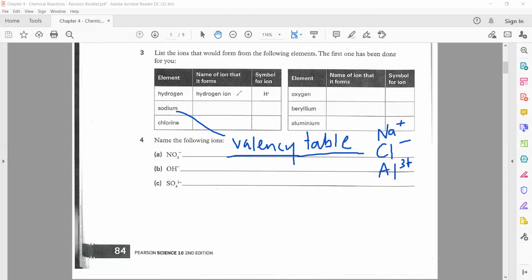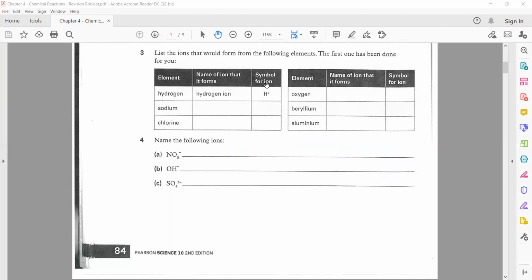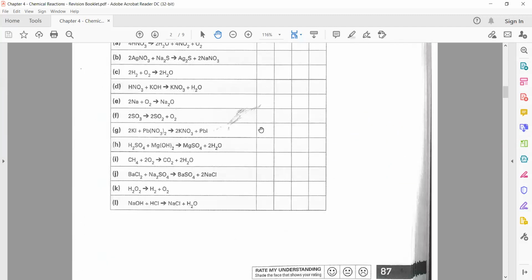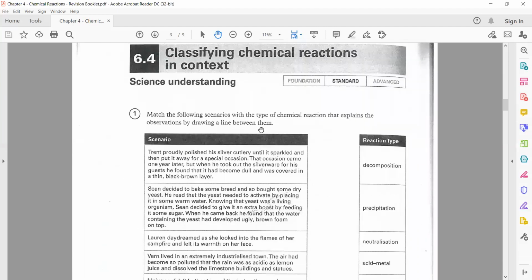Okay, so just reminding you guys that when it says ion, remember you need to put the charge there. Don't just write the chemical symbol from the periodic table. You won't get any marks. You need to put the relevant valency or the relevant charge as well. Okay, so classification is probably covered.